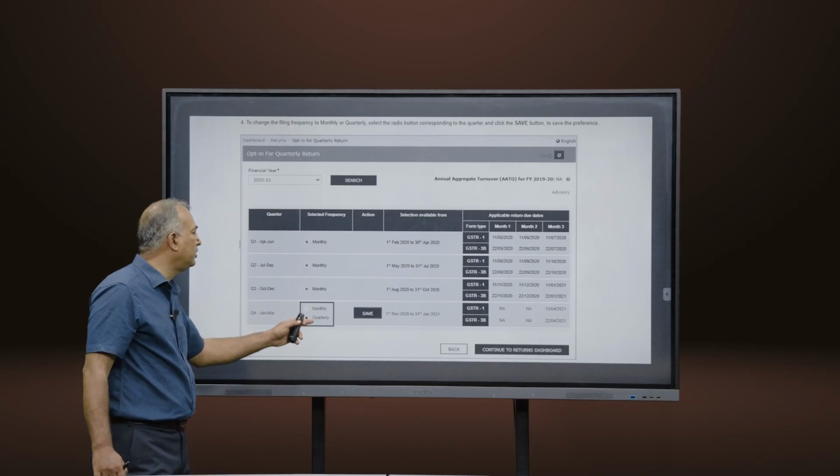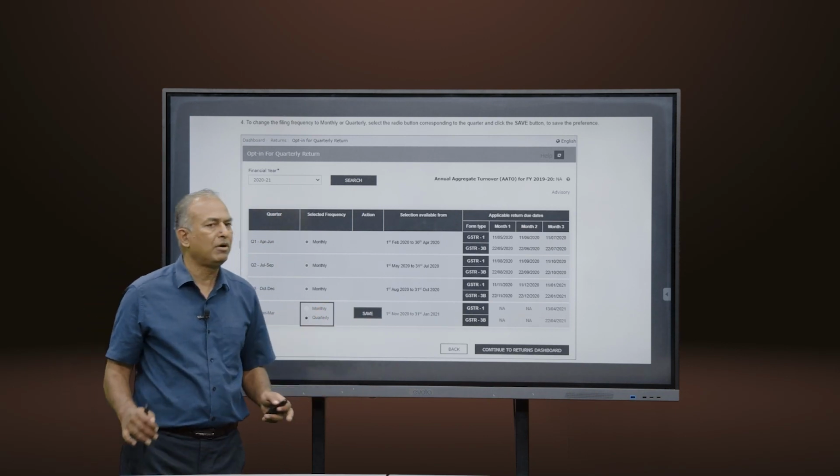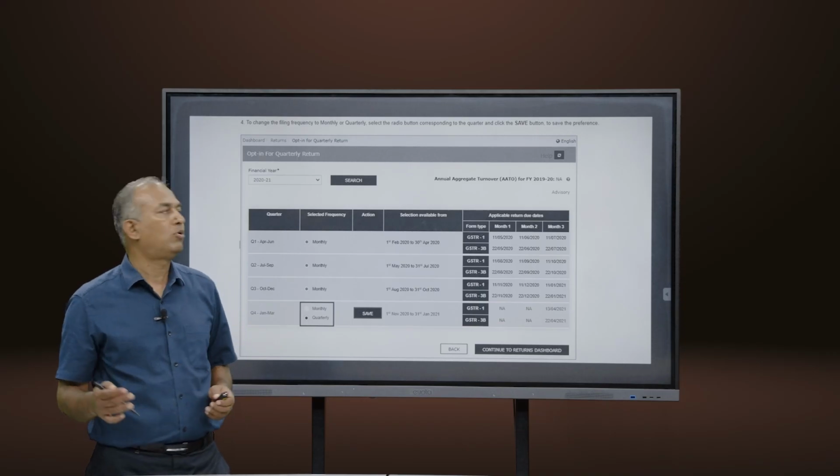He goes here and chooses monthly or quarterly, whichever he wants, and he has to do it within this particular cutoff date. When he clicks on save, it enables the taxpayer to file a quarterly GSTR 1 and a quarterly GSTR 3B.